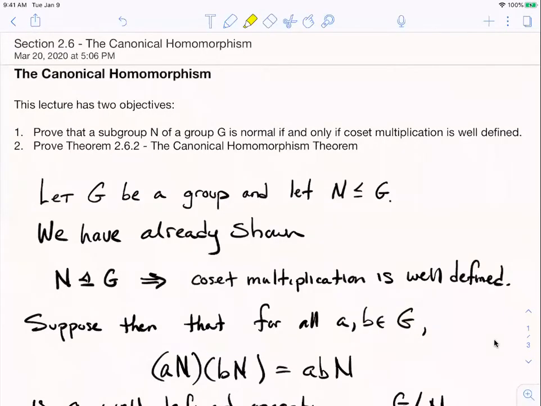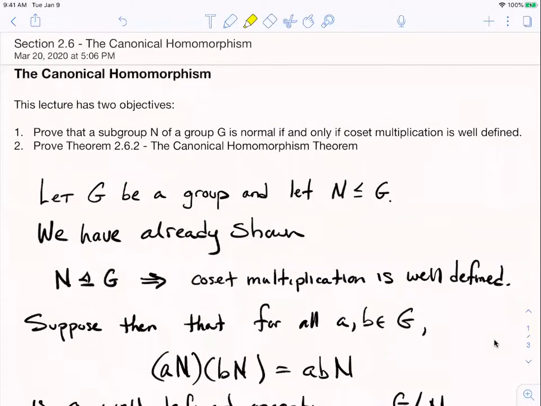Okay, welcome back to abstract algebra. In this video, we're going to be talking about another topic from section 2.6. It's called the canonical homomorphism. And so I wrote at the top of the slide there, you can see we have two objectives to accomplish in this lecture.